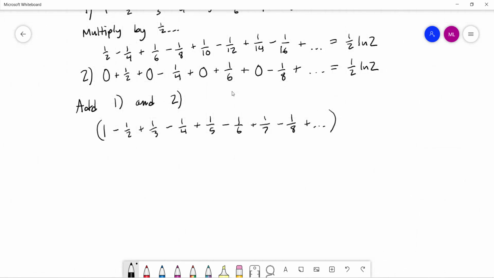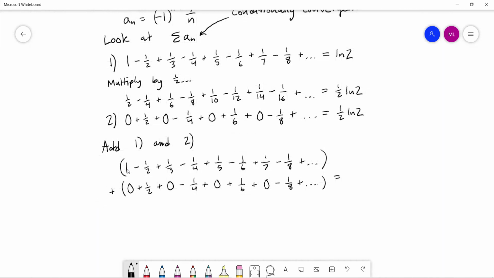That's list 1. And I'm adding it to list 2, which is 0 plus a half plus 0 minus a fourth plus 0 plus a sixth plus 0 minus an eighth plus dot dot dot. So list 1 on top, list 2 on bottom. And that's got to be equal to, when I add up list 1 and 2 on the right sides, natural log of 2 plus another half of a natural log of 2. This should be equal to 3 halves times the natural log of 2.